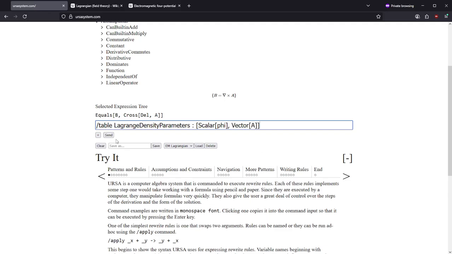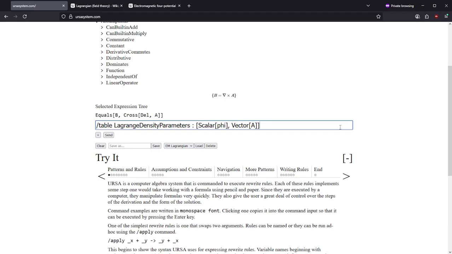So this is telling Ursa that phi is the scalar potential and A is the vector potential, and these are the parameters that we have in our Lagrange density. And the reason that we need to do this is that when we take derivatives with respect to these, in that Lagrange density formulation, phi and A and all derivatives thereof are independent from one another.